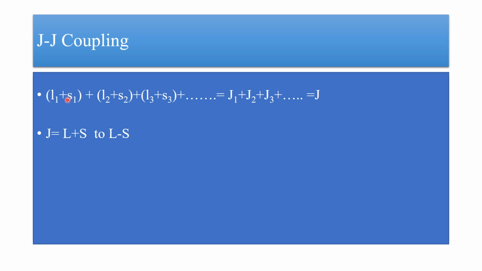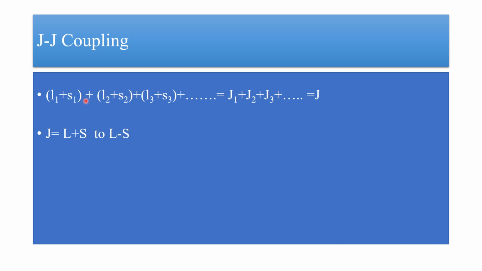JJ coupling. According to this coupling, the orbital and spin angular momenta for each electron are coupled together to give the resultant angular momentum of the electron, j. All the j values are then combined to give the resultant angular momentum of the atom, J.